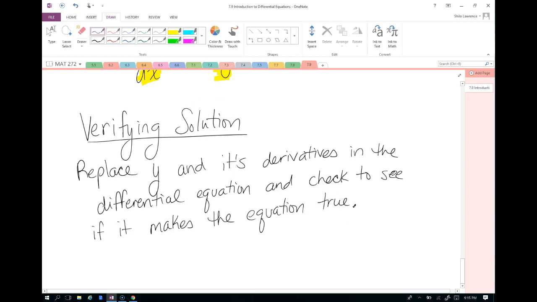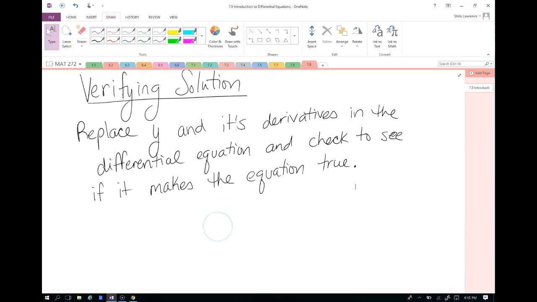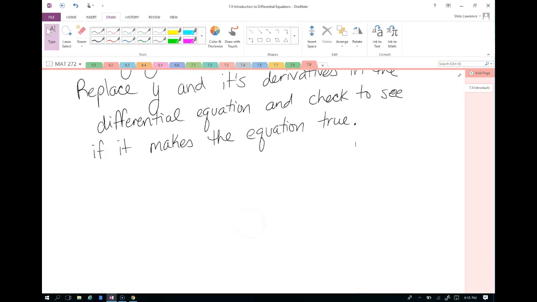So there's a little bit of planning and a little bit of pre-work that goes into verifying these solutions. We've got to scan through our differential equation and look to see what kind of derivatives are in there as well. And we have to calculate those derivatives ahead of time so that we can go ahead and replace all of that stuff. We're not just replacing the y. We will also be replacing dy dx or y double prime with the derivatives of the y that we're given.